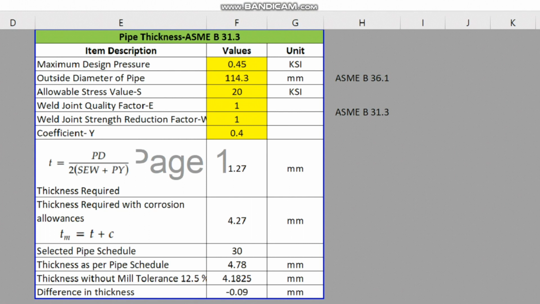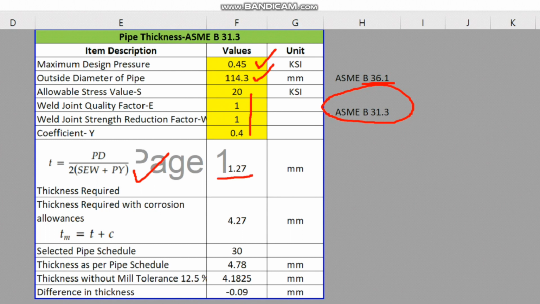So here finally you can see the maximum design pressure of the system, 0.45 KSI, we have considered. Outer dia is a 4-inch pipe. So 4-inch outer dia from ASME B36.1, I consider 104.3 mm. I showed you that. Allowable stress, weld joint quality factor, weld joint strength factor and coefficient, all these values we have taken from ASME B31.3 with a different table reference like I showed you. Finally, if you apply all these values, the thickness we record is 1.27 mm.